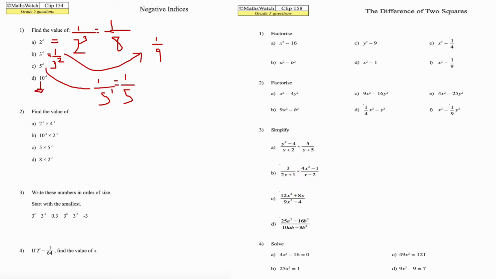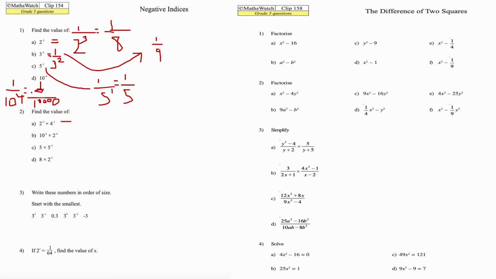This one here, 10 to the negative 4 is 1 over 10 to the 4, which is 1 over 10,000. Okay, 1 over 10,000.